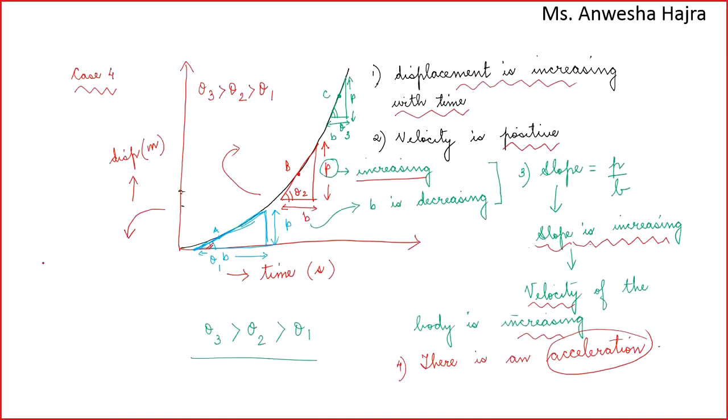So all the 4 points you have to summarize and say, from this graph we see displacement is increasing with time. So velocity is positive. And as slope is increasing, velocity is increasing. And as velocity is increasing, we can say this is accelerated motion.